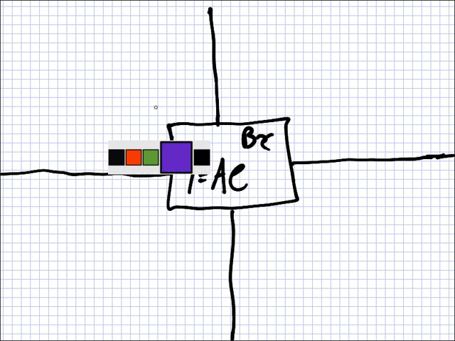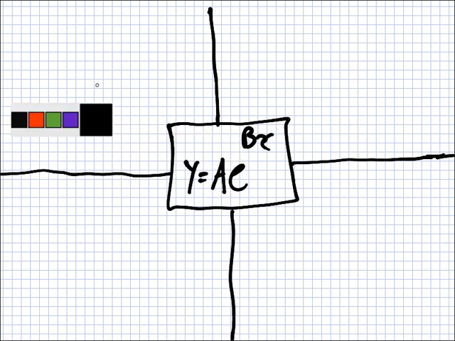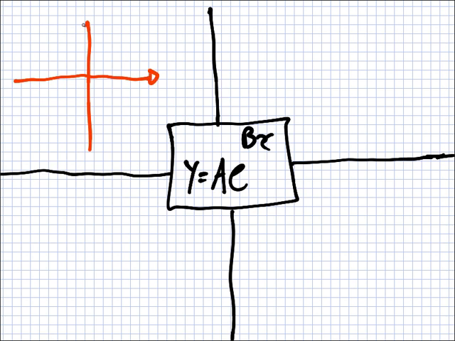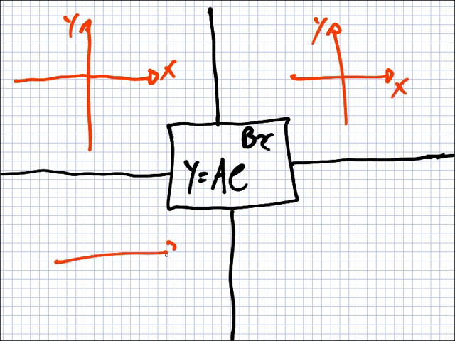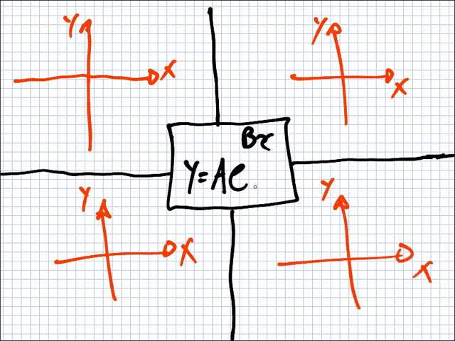Right. I'm going to give you 4 graphs. X, Y. X, Y. X, Y. X, Y. And the shape you get depends on the A and the B.